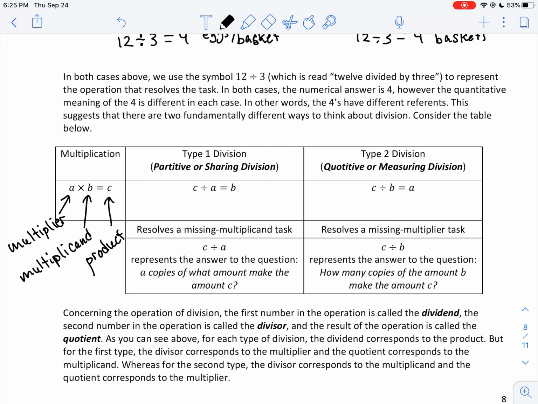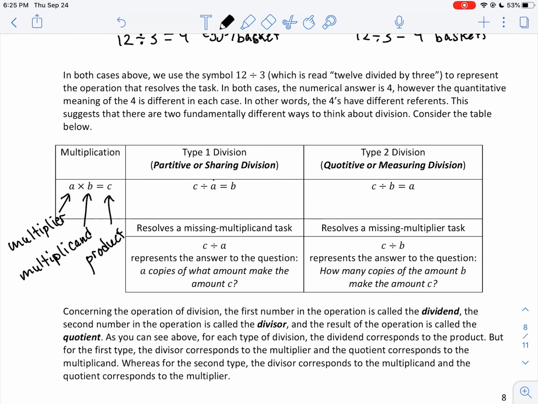All right, the 2 types of division. Type 1 is called partitive or sharing division. It's where you know C and you know A and you're trying to find B. So if you know C and you know A and you reach for a calculator and you do C divided by A, you're going to get this answer of B. The A, B, and C in this statement correspond to the same A, B, and C in that statement.